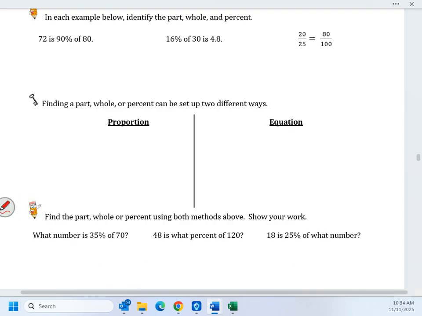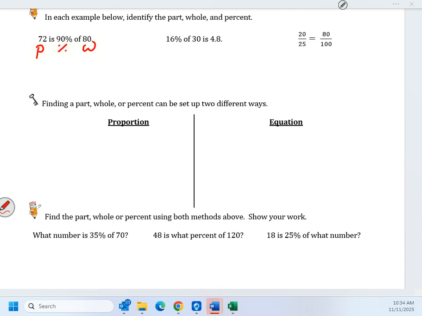So 72 is 90% of 80. So which of those numbers is my part? Joe? 72. Which is my whole? Finley? 80. And which is the percent? Grace? 90. Now, the percent is the easiest one because there's already a percent sign there, right?